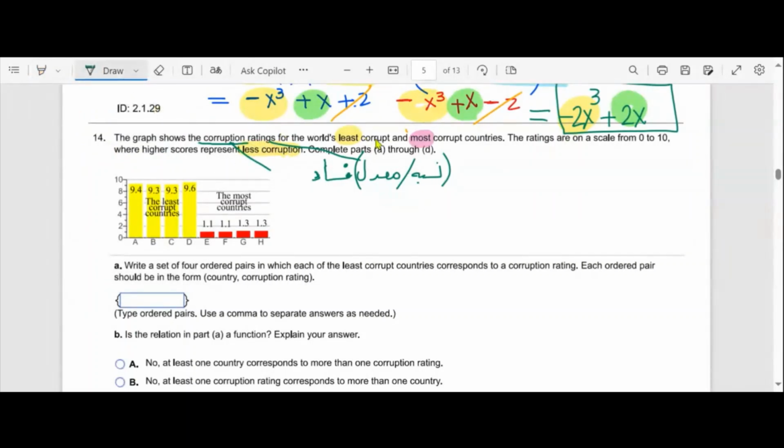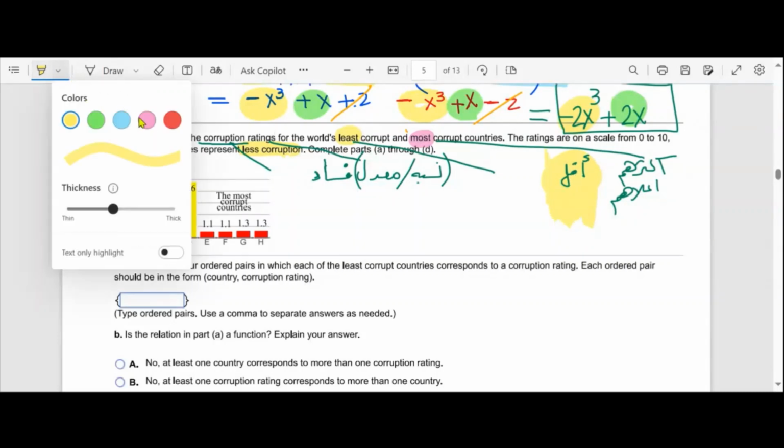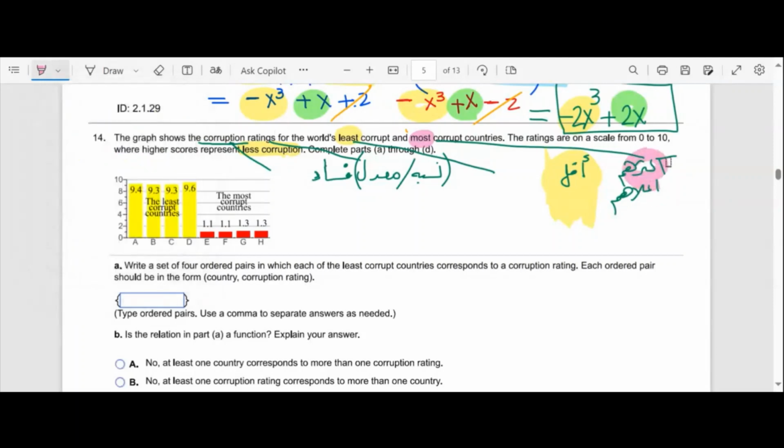Okay, so what does least mean? Little. And what does most mean? The highest or the most. Okay, now let's go here. The yellow one is the good one, right? And the red one is what? The most.